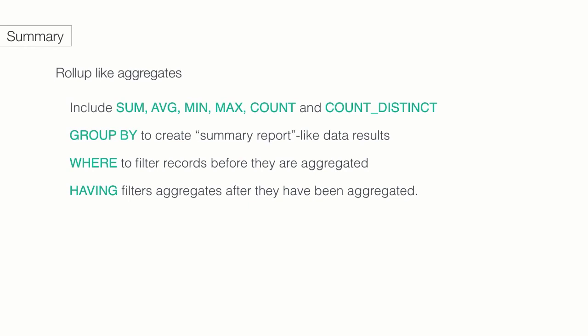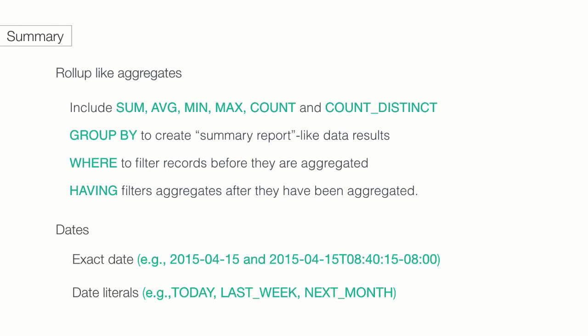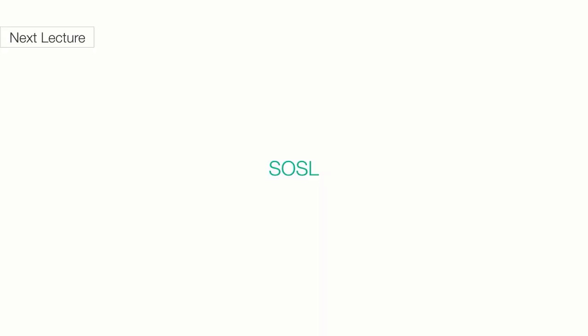Group by lets you create summary report like data results. Where lets you filter records before they are aggregated. Having lets you filter aggregates after they have been aggregated. We can filter date and date time fields using either exact dates or date literals. This is massive. Good job. In the next lecture, we'll talk about SOSL, short for Salesforce Object Search Language.